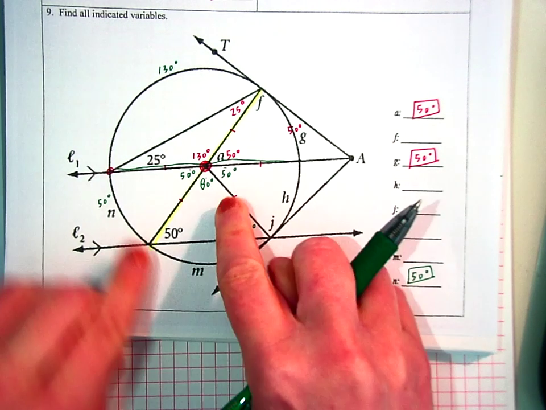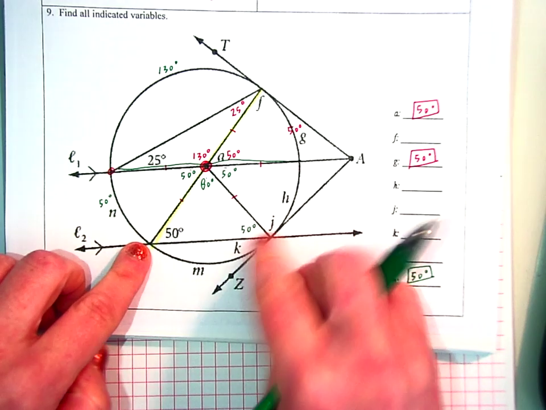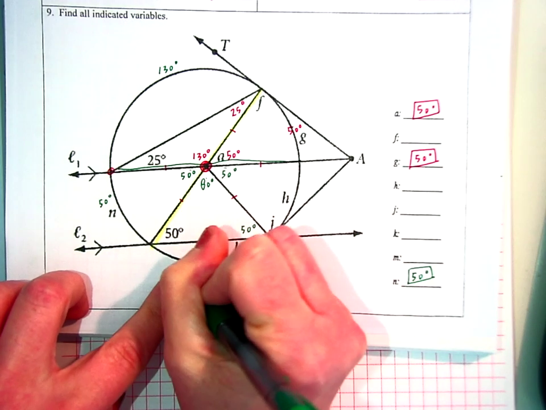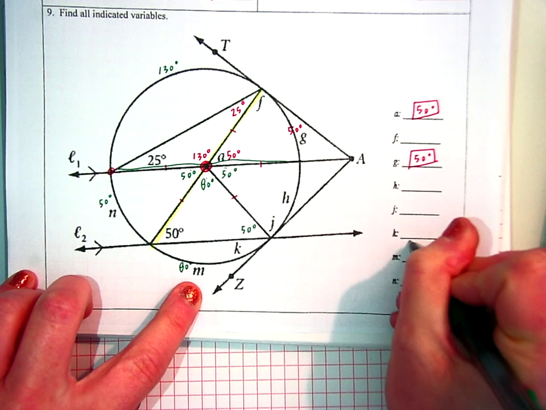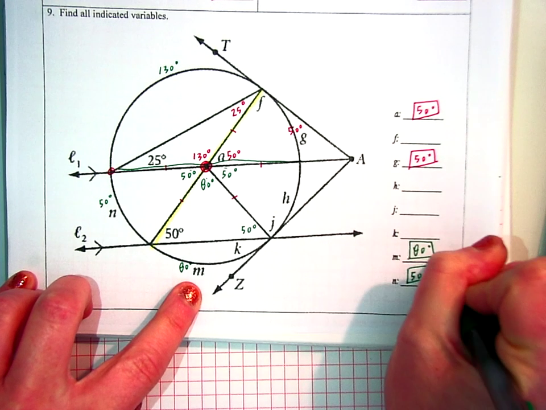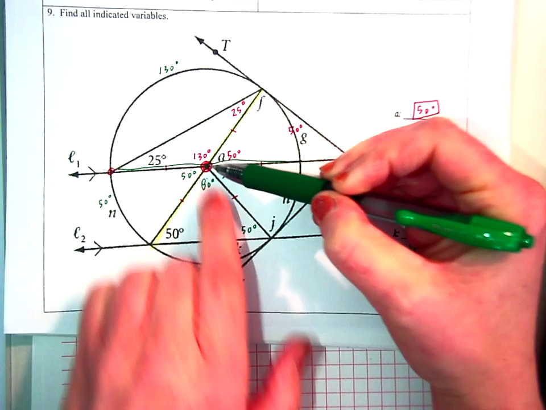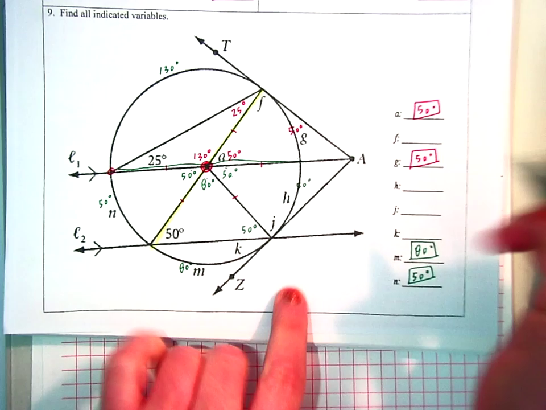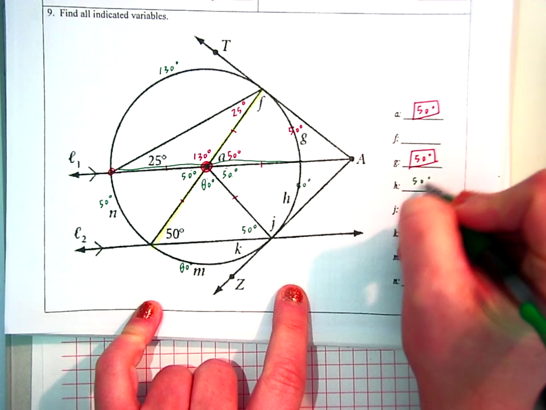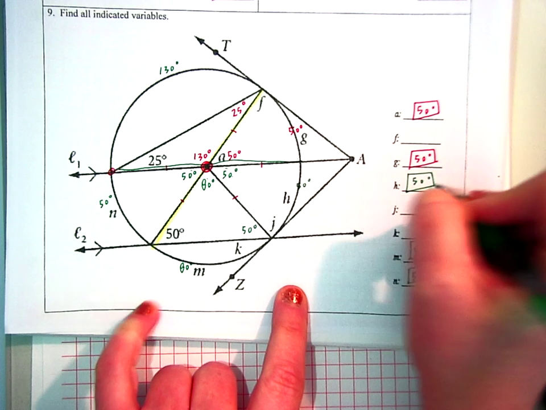Okay, if I look right here where the 80 is, trace it over. This is its intercepted arc, 80 degrees. So M is 80. Okay, where that 50 is, trace it over. That's its intercepted arc, also 50. So H is 50 also. Like I said, there's lots of 50s in this problem.